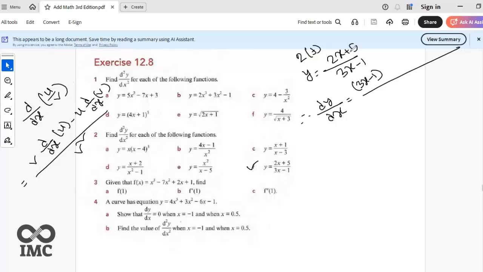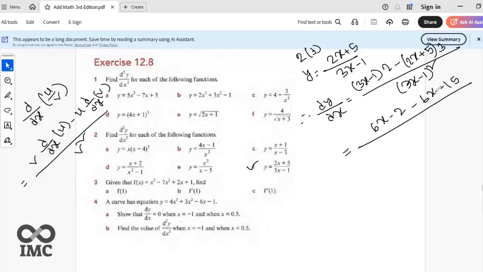So differentiate 2x plus 5 with respect to x will be 2, minus (2x plus 5), and if we differentiate 3x minus 1 with respect to x, we will get 3, divided by (3x minus 1) whole square. Equal to, we can write 2 3s are 6x minus 2 minus 6x minus 15.